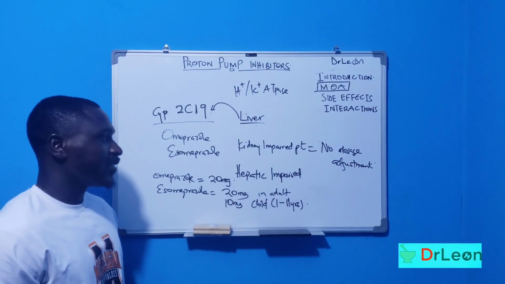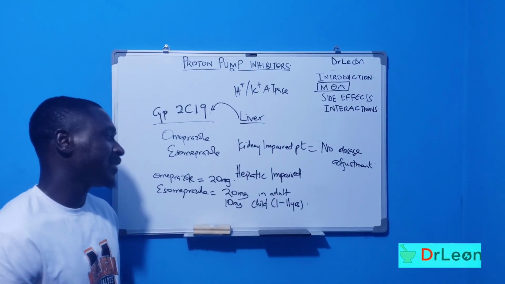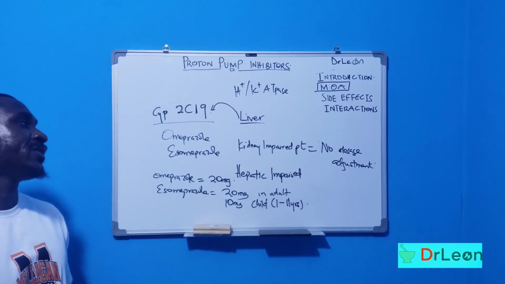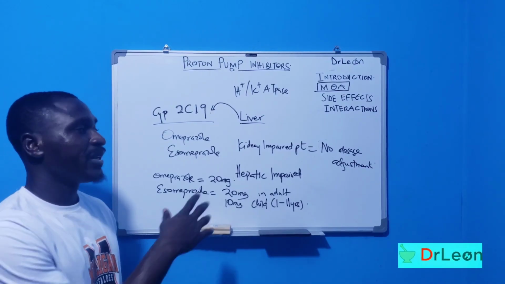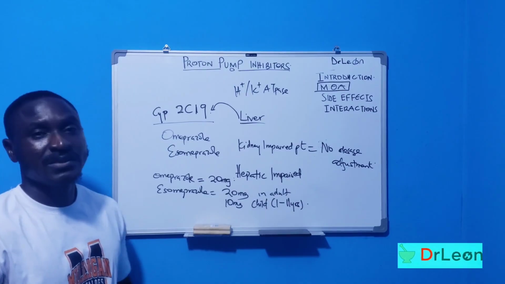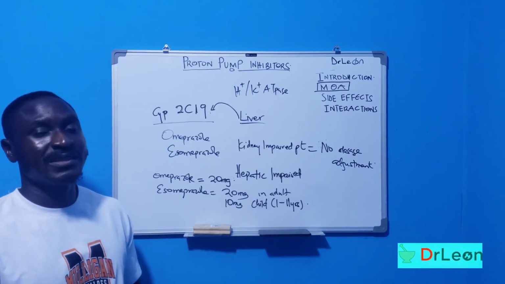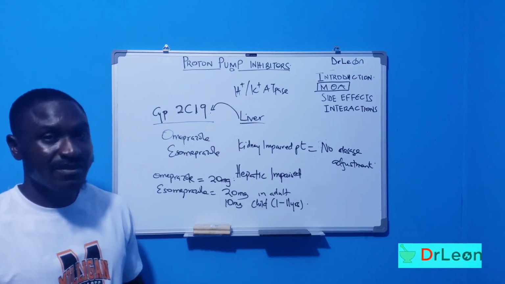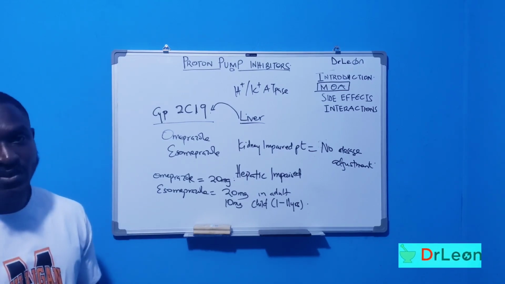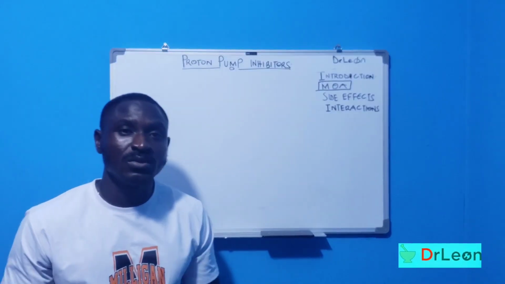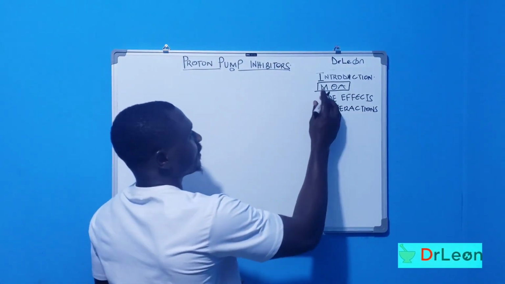So as I said, you are only concerned when there is hepatic impairment. When there is kidney impairment, we are not worried about dosage. We can just give the medication, that's only if the liver is actually working. We move on to the side effects.